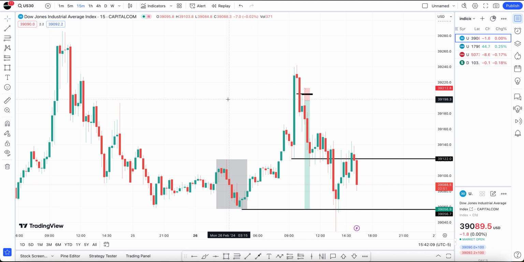This is day one, trade 3. It is Dow Jones, and we took a sell. And let's get into it. So, starting on the 15-minute chart.